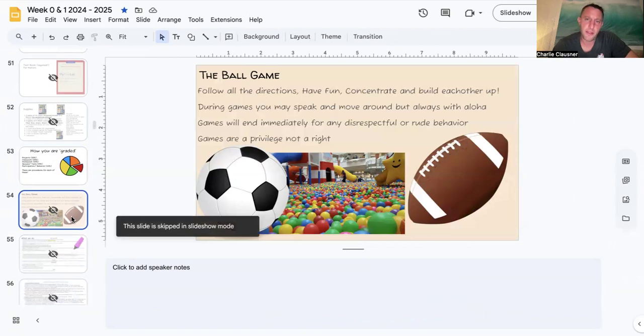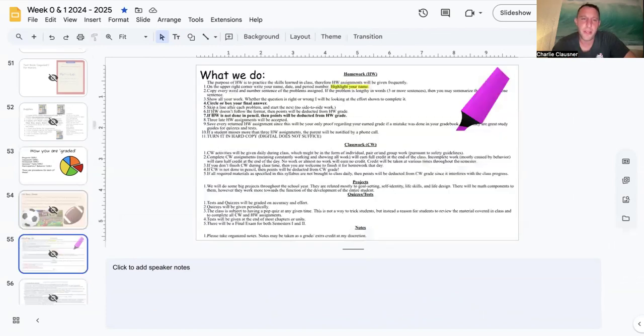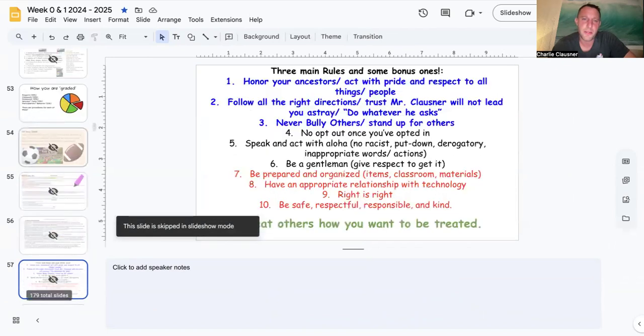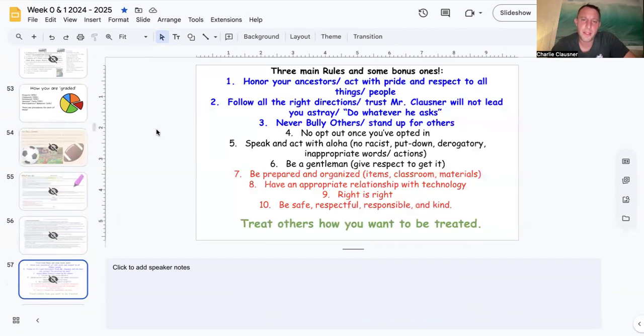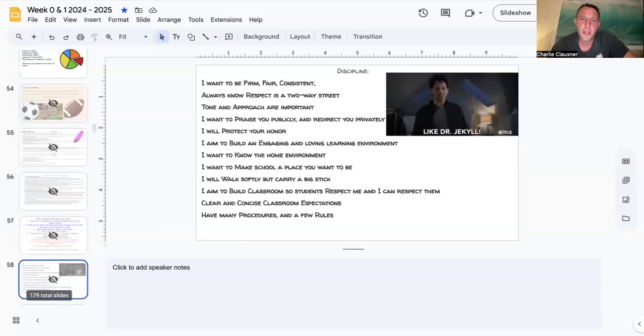I have like 50 little squish balls in my classroom and we throw them around all the time. We do the ball game, homeworks. These are all the procedures. This is all from the syllabus. Honor your family, follow directions, never bully. Those are my three main. And then, I have some other ones that I talk them through.